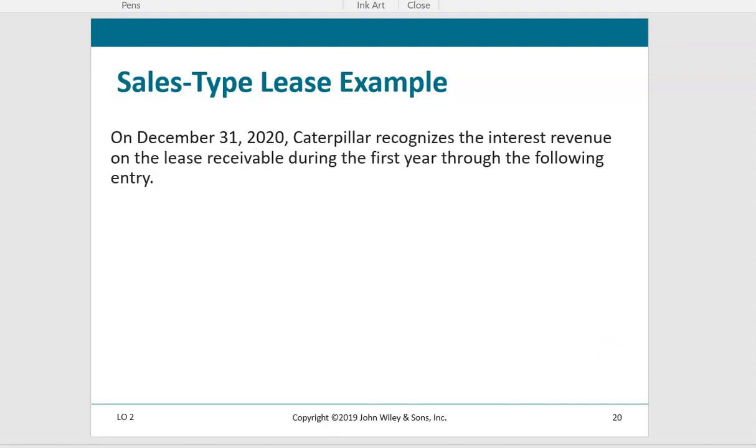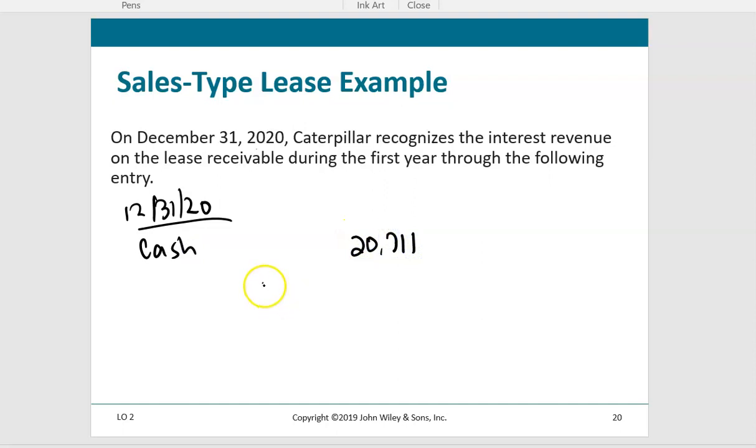From the lessee's perspective, after a full year passed, the lessee recorded interest expense at the time that they made the cash payment, and that difference went to a reduction of that lease liability. Now we're going to switch this around. From Caterpillar's perspective, they are receiving the cash. So on 12/31/20, at the end of the first full year, the company receives the cash payment of 20,711.